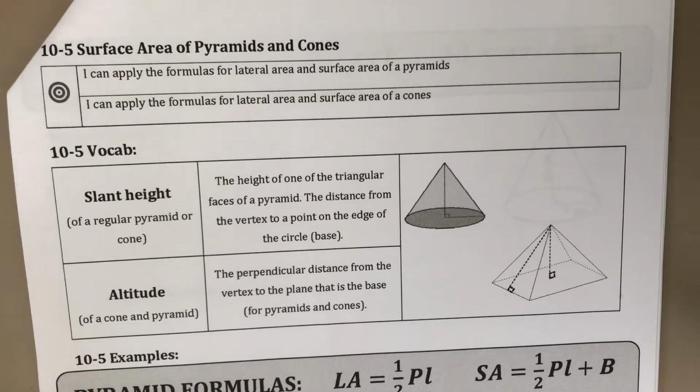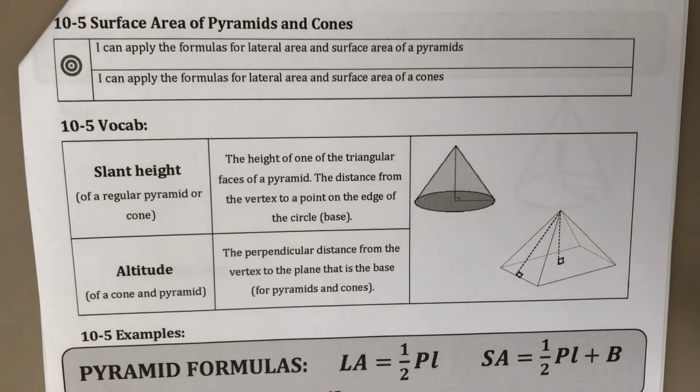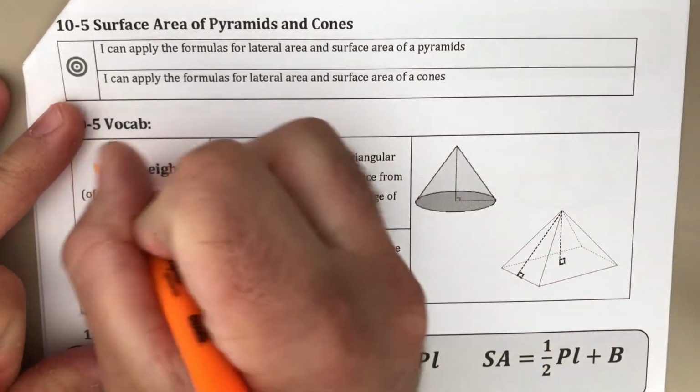So we're finding the surface area of pyramids and cones, right? Last week we did surface area for prisms and cylinders. Now we're looking at pyramids and cones. And a couple of new vocab terms we need to be able to do this are something called the slant height. The slant height you have to be very careful with. It's easily mistaken or misconstrued.